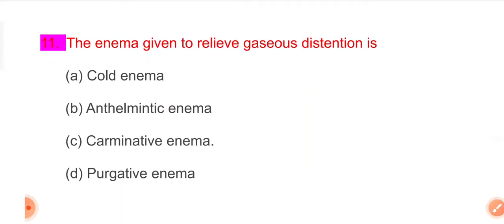The next question is, the enema given to relieve gaseous distension is. So when the person is having gas in the intestine, which type of enema can be given to the patient? The options are option A, cold enema, option B, anthelmintic enema, option C, carminative enema, option D, purgative enema.